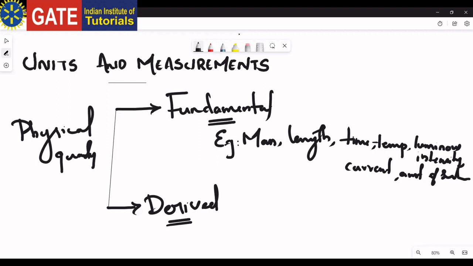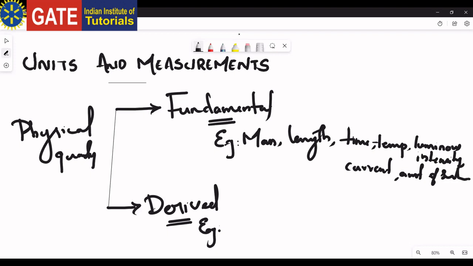Now about derived physical quantities. So what are derived physical quantities? They are obtained from the fundamental physical quantities. If we operate between the fundamental physical quantities and we get some physical quantity, that can be called a derived physical quantity. Those are derived from the fundamental physical quantities. Can you give me some examples?